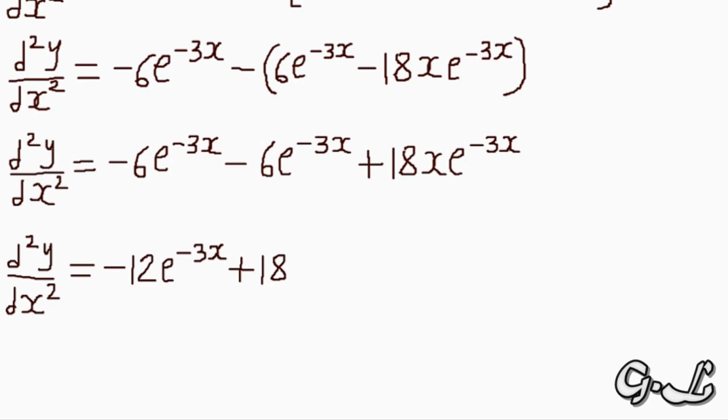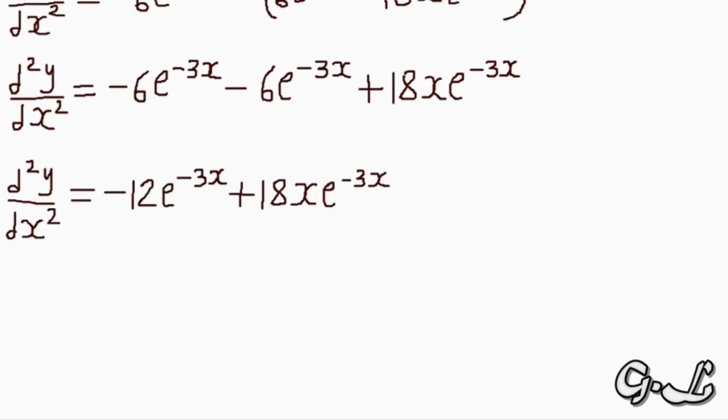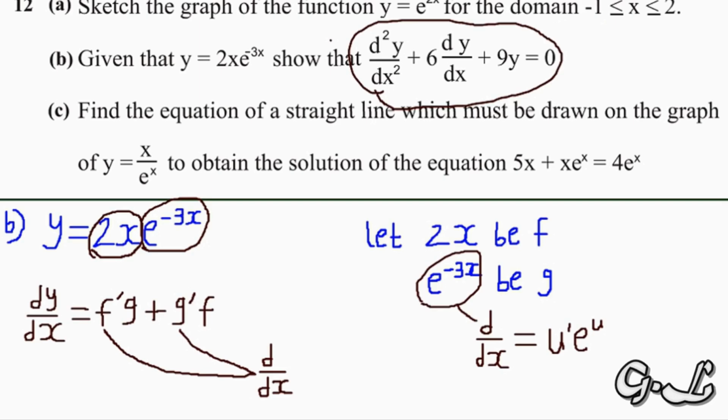It will give you 18x e to the negative 3x. So that is our d2y dx squared. That is our expression for d2y dx squared. So we have found the expression for dy dx and d2y dx squared. So the next thing that we are remaining with is just to simply replace.